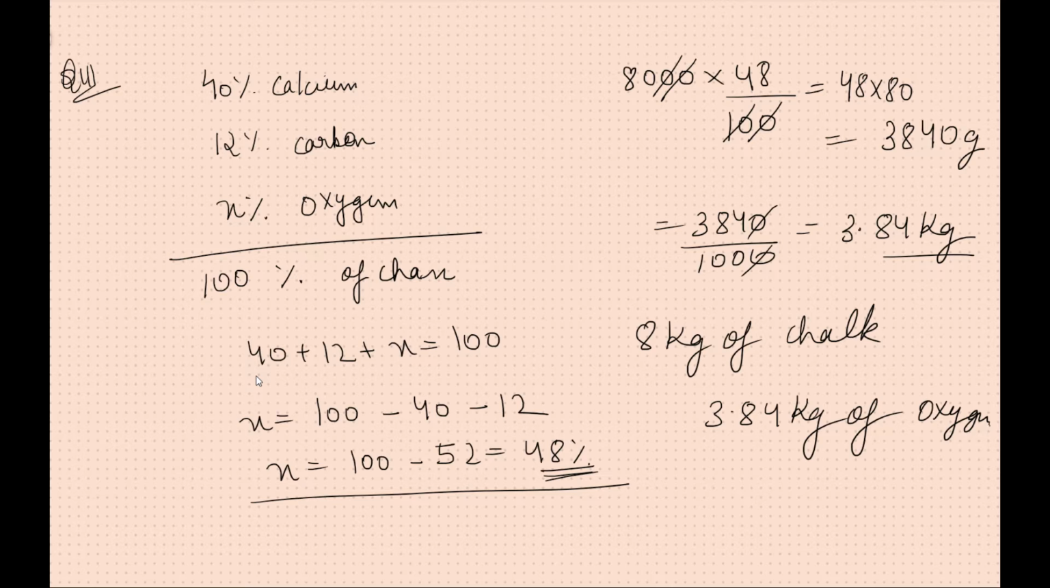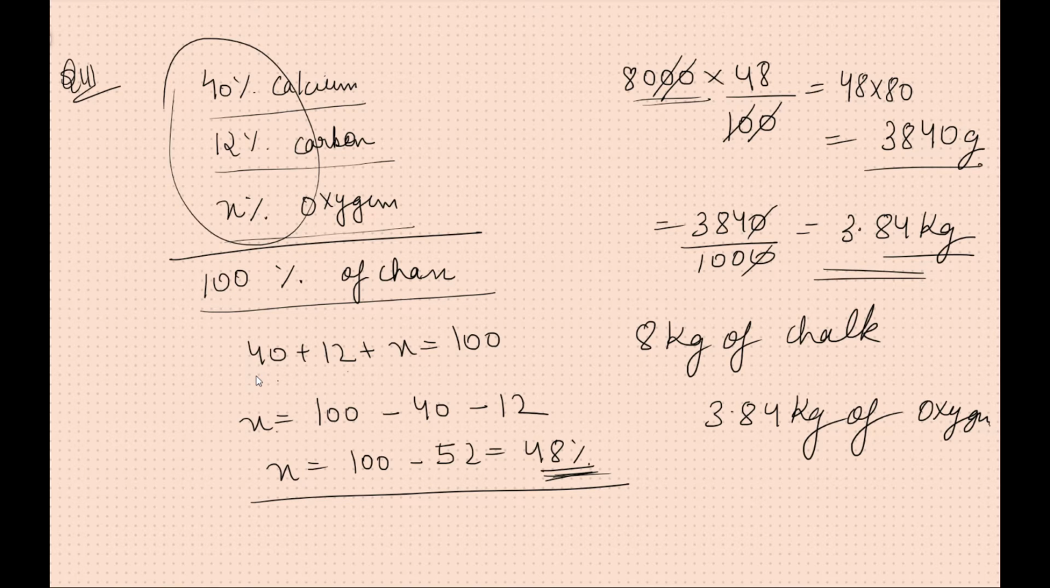So in 8 kg of chalk, you have 3.84 kg of oxygen, children. Okay, what did we do here? 40% calcium, 12% carbon, X% oxygen. And on adding all these, we know we will get 100% of chalk. So 40 plus 12 plus X equals 100. So X equals 100 minus 40 minus 12, you get 48%. You find out the 48% of 8,000 grams, you get 3840. This is your answer, children. Very simple. Just do some practice and you will be able to solve all of these questions.